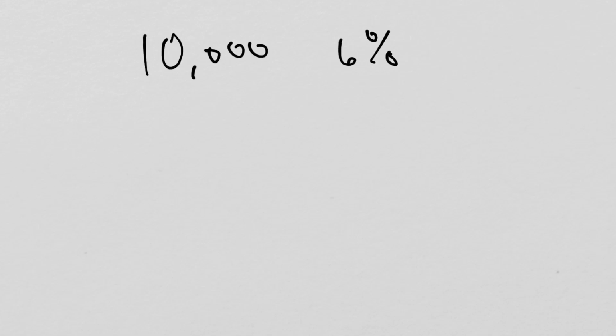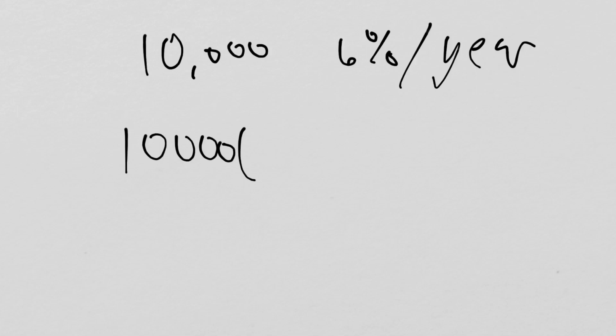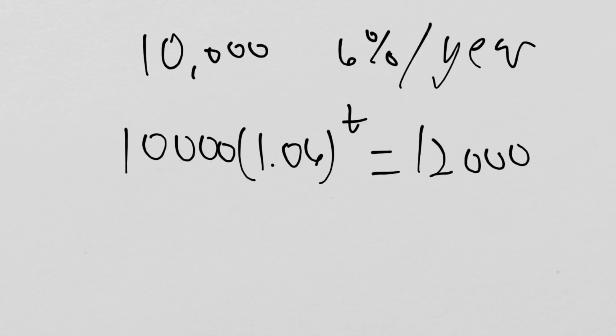Okay, so another example would be if we have $10,000 and that's gaining 6% interest per year, okay, compounded yearly. How long does that take to reach $12,000? So again, we can say 10,000 times 1.06 raised to the t now because we're just compounding yearly, and that's equal to 12,000. Okay, what is t equal to?